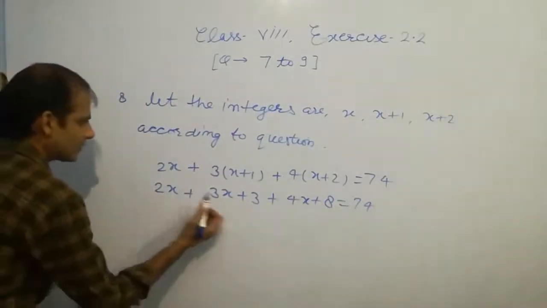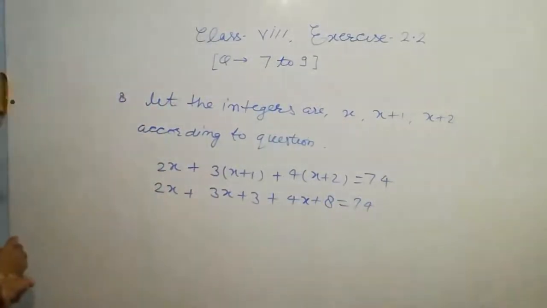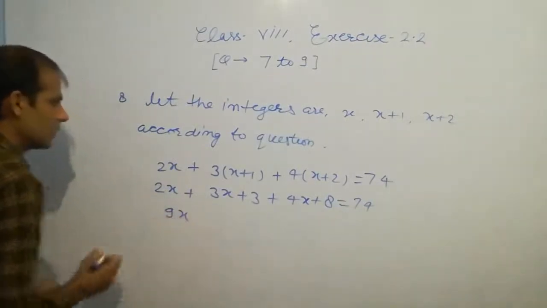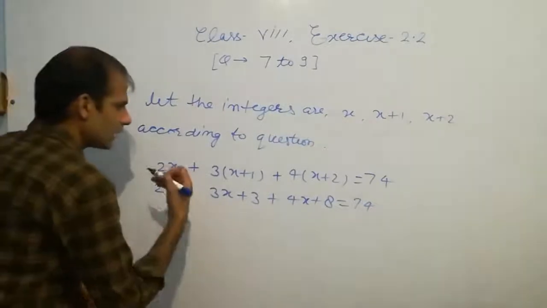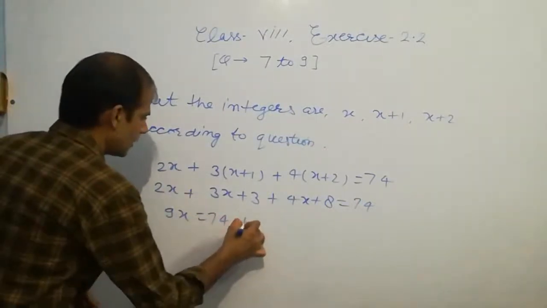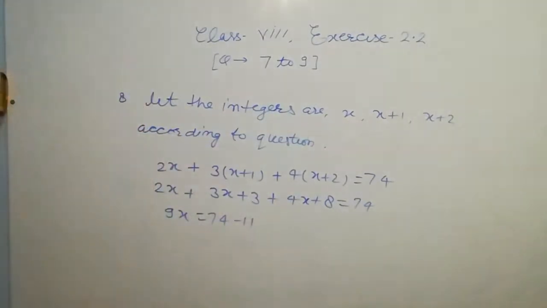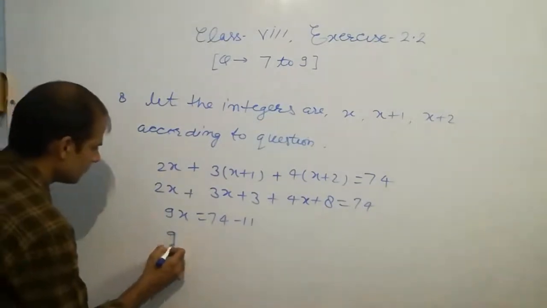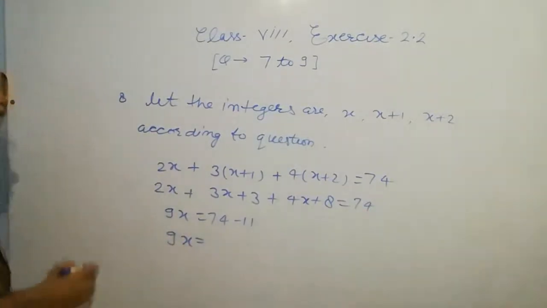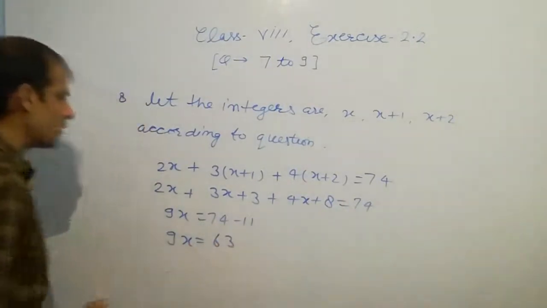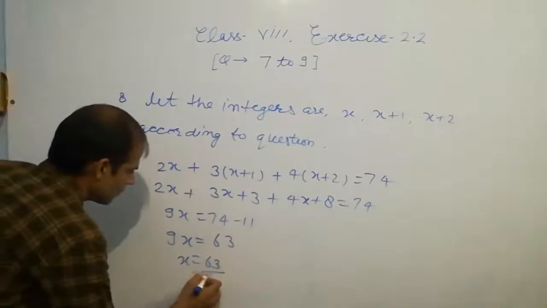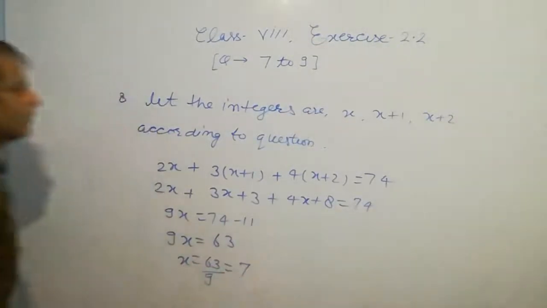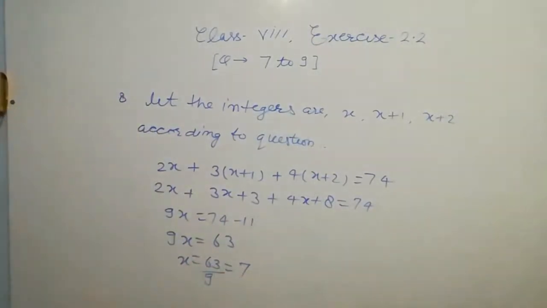Now 2x, 3x and 4x, so it is 9x. Now 3 and plus 8, it is 11, and 11 is subtracted from the right hand side. What is the value of 74 minus 11? It is 63. Okay, and x will be 63 upon 9, that will be 7. So the value of x is 7.